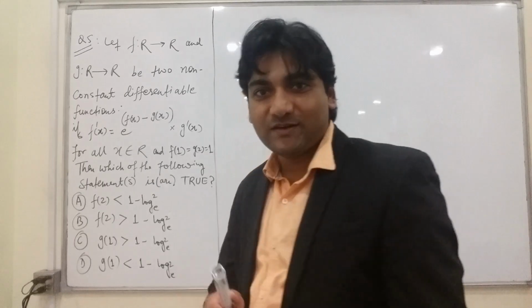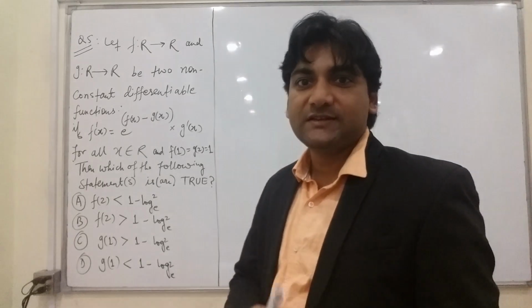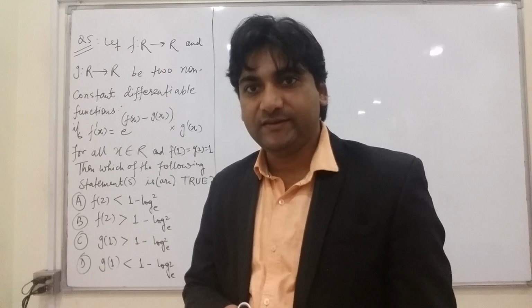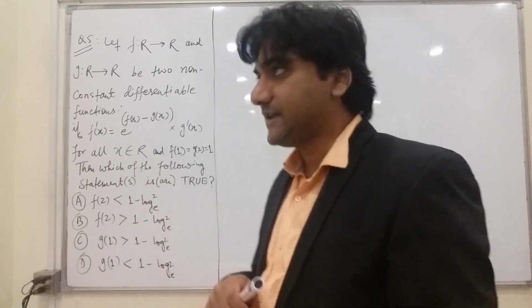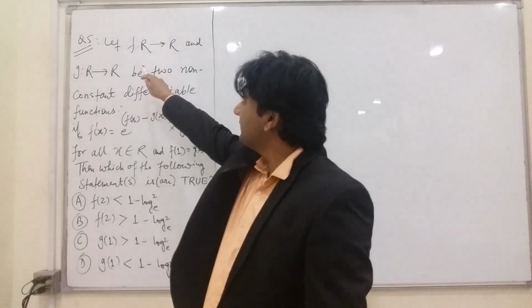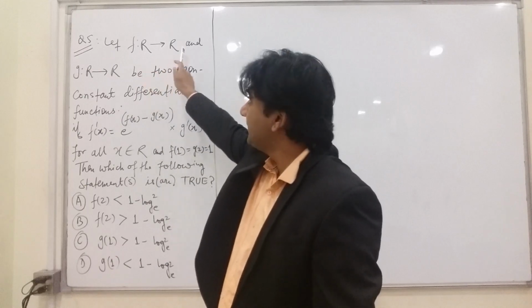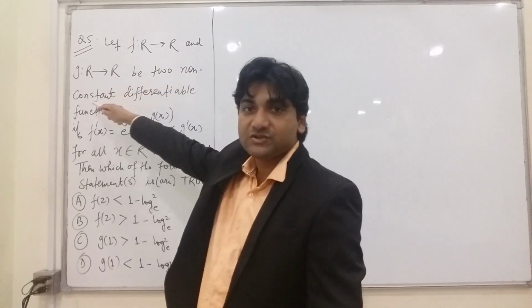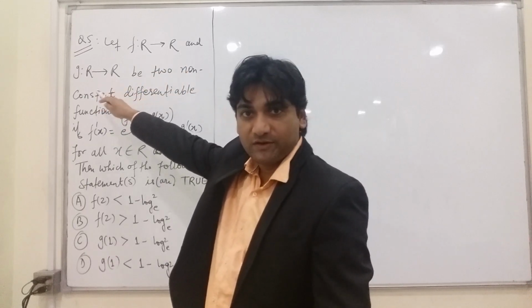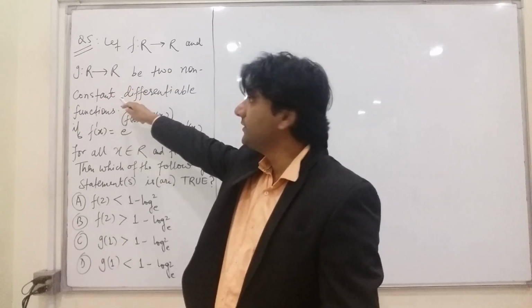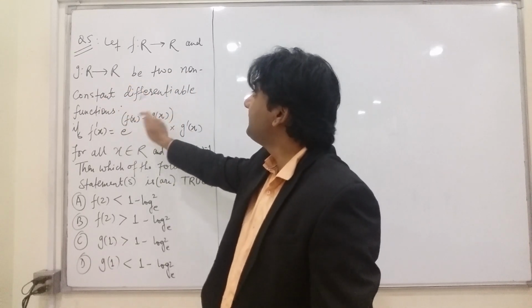Now we are going to learn question number 5, JEE Advanced 2018. So what is the question? Let us understand first. Let f: R → R, domain is all real numbers and codomain is all real numbers, and another function g, domain is all real numbers and codomain is also all real numbers, be two non-constant differentiable functions.